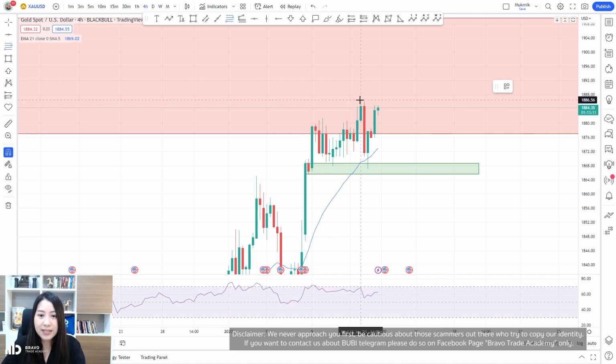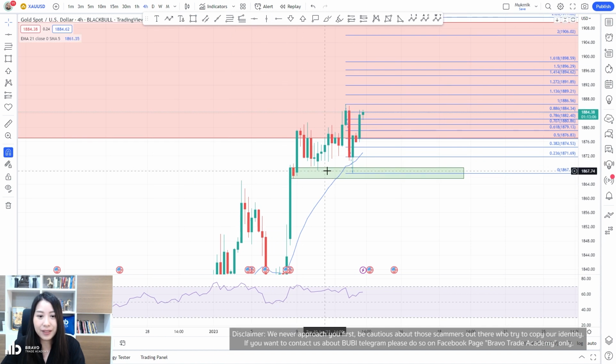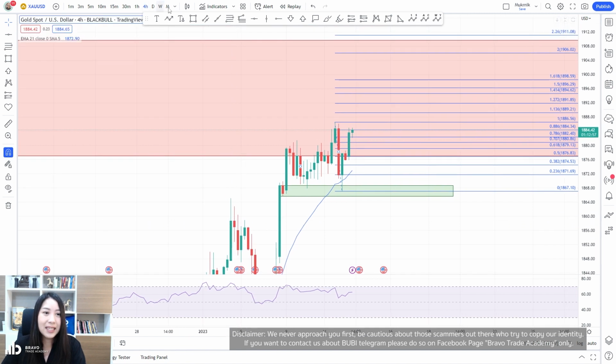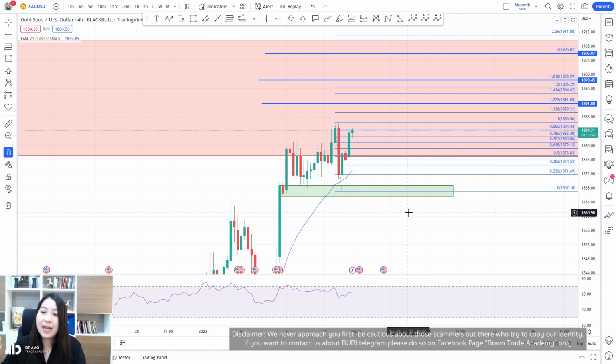Okay, so for the selling plan, from this point of view, we have the lot wise, all right, because the price used this demand zone twice at around the same price, okay? So what we have here is going to be the first, second plunge, and then the third plunge. So we are going to have 1892, 1898, and 1906, okay?